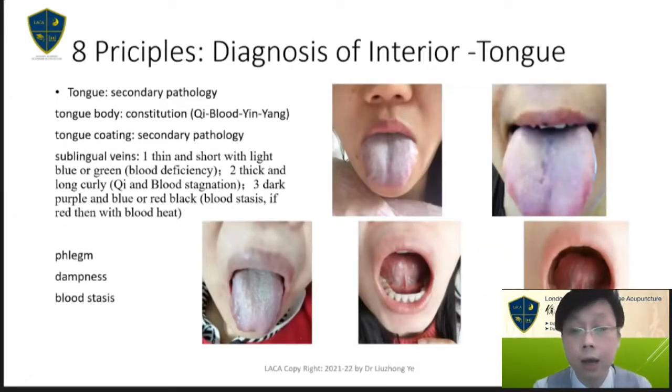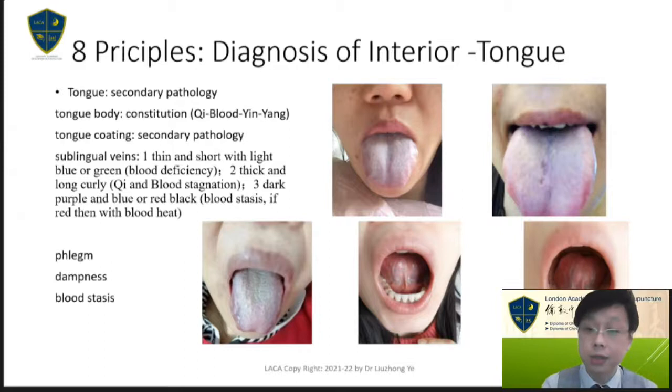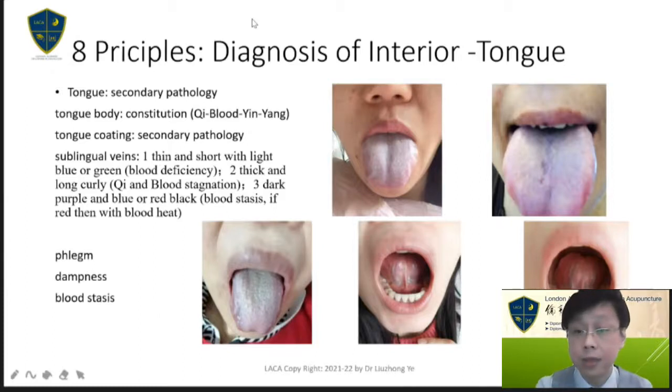Right. Okay. We should also understand the constitution also includes the number 3 aspect of the body, the secondary pathology, which means the body's deficiency could develop into the accumulation of toxins. The most common ones are phlegm, dampness, and blood stasis. These are the ones that you can see from the photos.